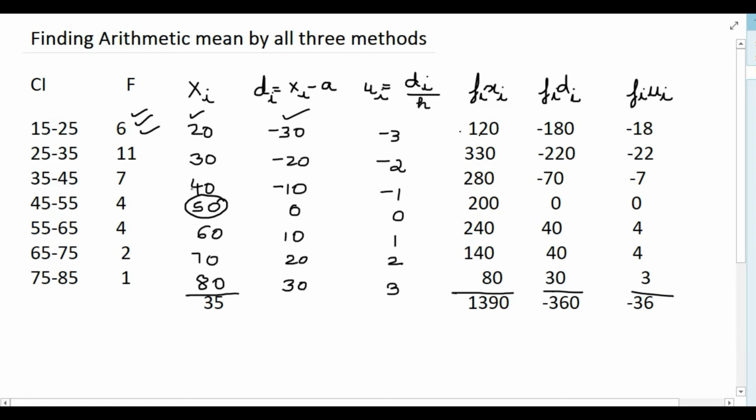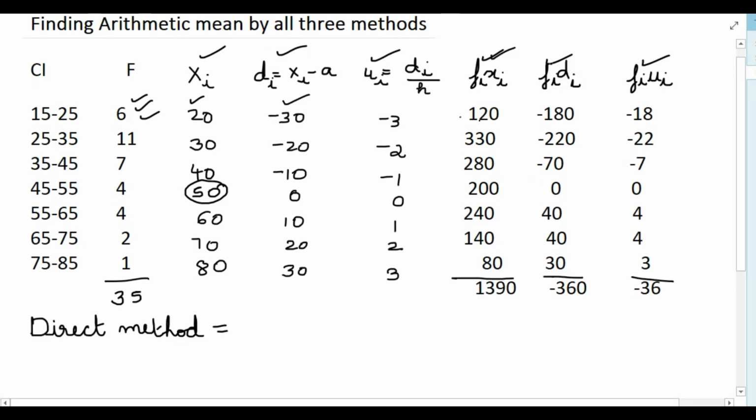So have you found out fi xi, fi di, fi ui? So first you need to find out xi, then di, then ui, then multiply this with f. Also you need to find out the total of frequency. Then again fi xi, fi di, fi ui.